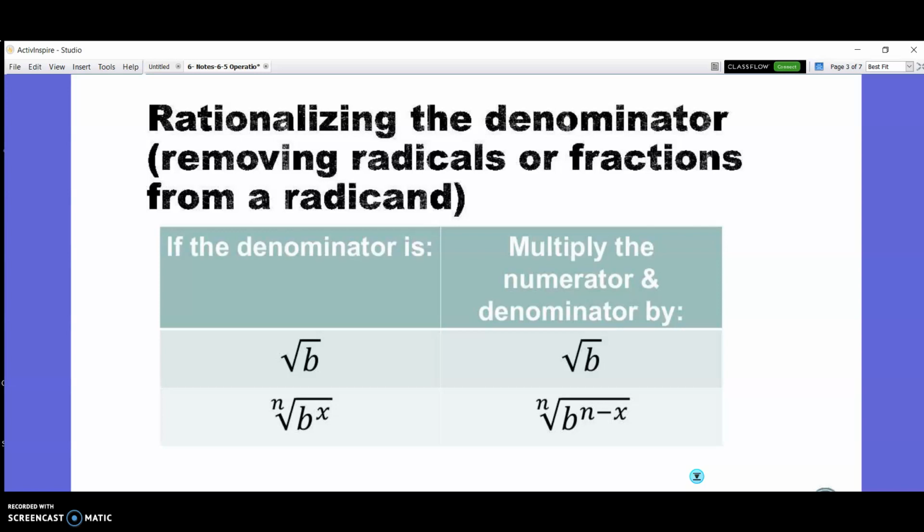If you have the nth root of b to some power x, then you're going to multiply by the nth root of b to the power of n minus x. So you need to make enough to make a group. I'll try to do this a little bit better in the examples. I know this is confusing because you don't know what b, n, and x are. So with examples, hopefully it'll make more sense.